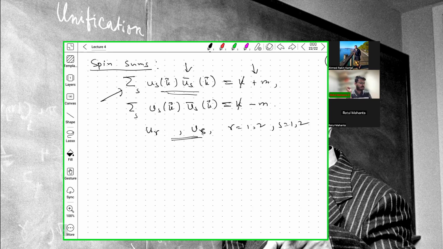Okay, so we will quantize these fields, and we'll see that there are fermions and antifermions. They will have some charge, which is positive for the electron and negative for the positron, the particle and antiparticle. And we will also see the propagator for them. We will also see the Wick's theorem for them.